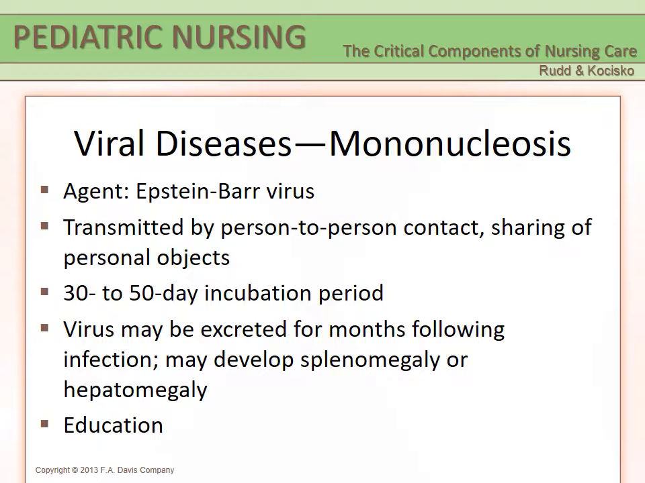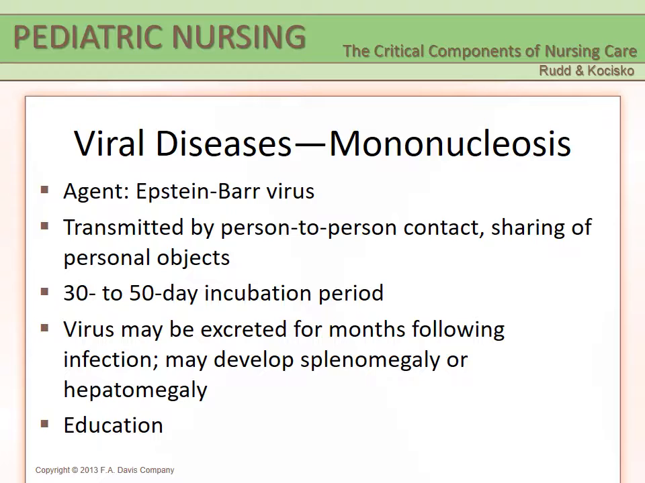And so that's why you'll see children or adolescents who have this, they have to be on bed rest and can't do any sports or activities because they can develop splenomegaly or hepatomegaly, and that spleen could rupture with any type of forceful contact if they fell or they got hit, anything like that. So they have to be very mindful of being on bed rest and not playing sports for sometimes up to 6 months. It just really depends on how severe it is and how they're reacting to it.